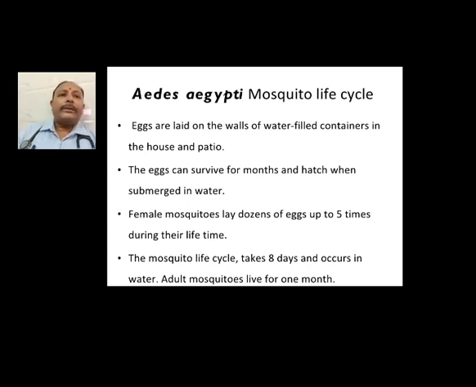Now, as far as the life cycle of the Aedes aegypti mosquito is concerned, the eggs are laid on the walls of water-filled containers in the house or patio. The eggs can survive for months and hatch when submerged in water. Female mosquitoes lay dozens of eggs up to 5 times during their lifetime. The mosquito life cycle takes 8 days and occurs in water. Adult mosquitoes live for 1 month.